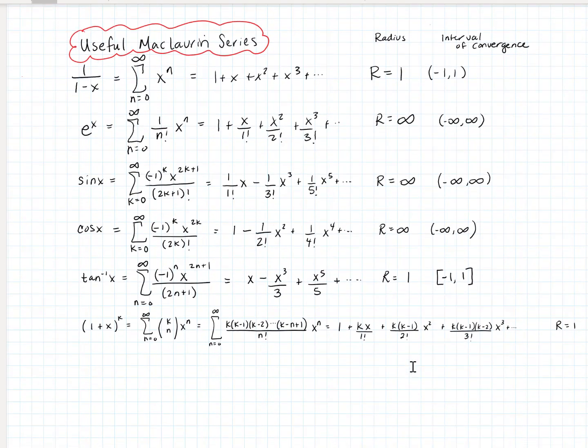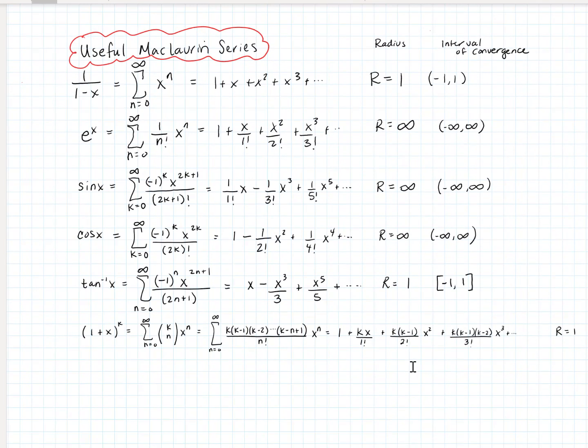The 1 over 1 minus x came from a previous section, but we have derived either through videos, examples, or possibly had you derive a couple of these on your own through worksheets or on a quiz. But these are our list so far of all of our useful Maclaurin series that we can now utilize. And I have just added down here at the bottom the binomial that we just derived. So here is the binomial series.